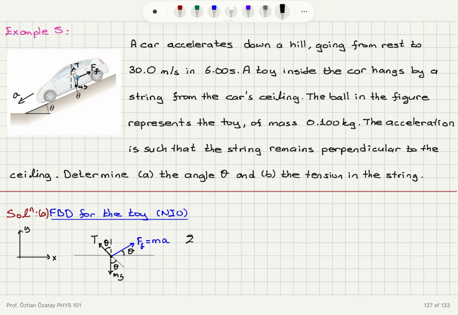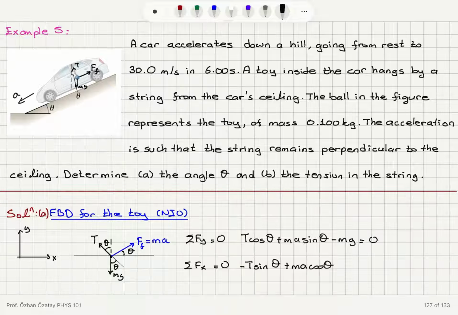So the net force on the y-axis should be equal to 0. That means I should have T cosine theta in the j-hat direction, the fictitious force component ma sine theta in the j-hat direction, minus mg equals 0. Net force on the x-axis must be equal to 0. Tension component T sine theta on the x-axis is in the minus i-hat direction. The fictitious force has a positive component, ma cosine theta i-hat, so this must be equal to 0.